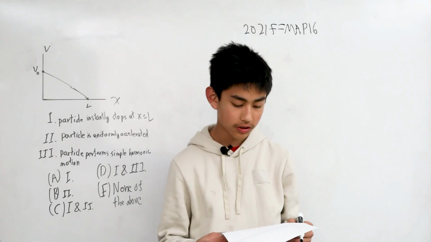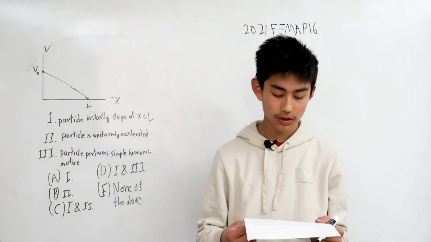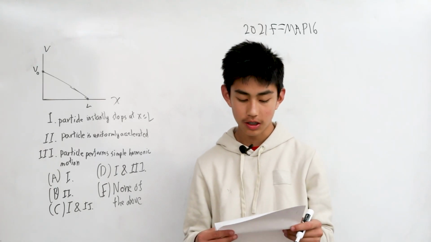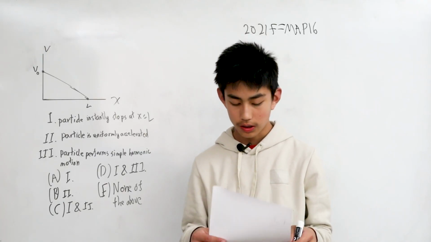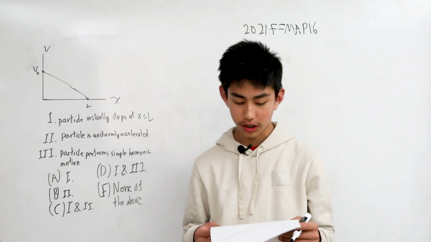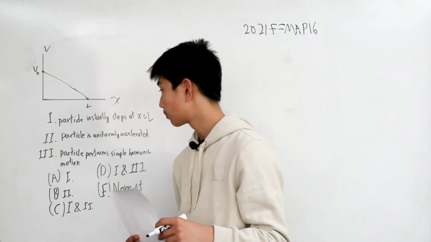Consider the three following statements. 1. The particle instantaneously stops at x equals L. 2. The particle is uniformly accelerated. And 3. The particle could be performing simple harmonic motion. Which of these statements are true?